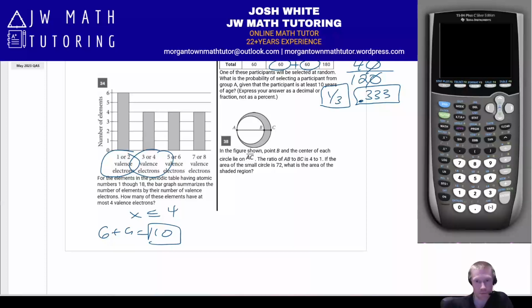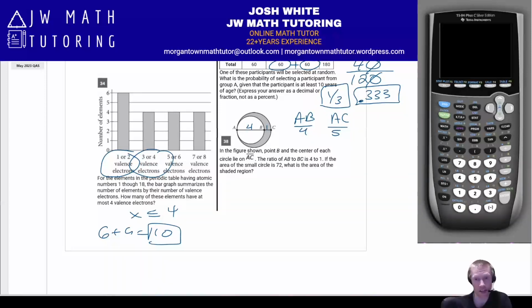So here's the thing. You know that the ratio of AB to BC is 4 to 1. So say this is 4 and say this is 1. Okay? That means that the diameter for AB would be 4, and for AC, the large circle, the diameter technically would be 5.